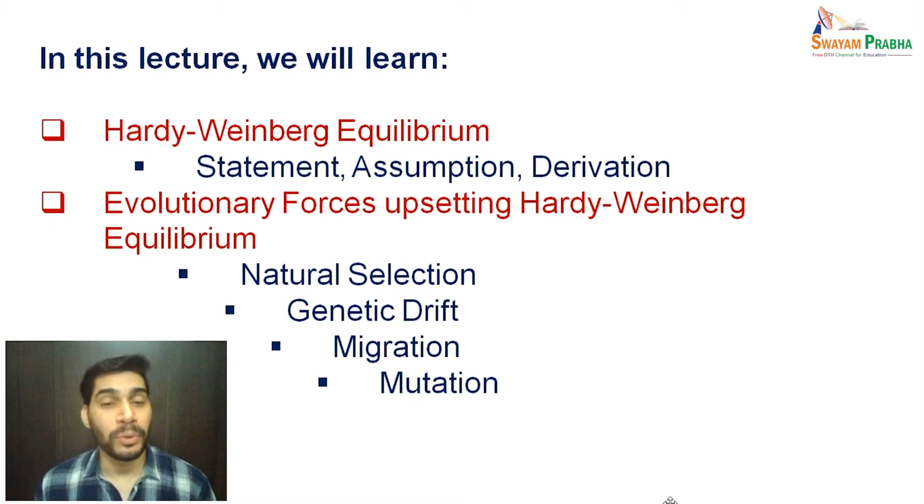Besides this, we are going to discuss various evolutionary forces that can upset this Hardy-Weinberg equilibrium. Particularly, we will restrict our discussion to four major evolutionary forces, which are natural selection, genetic drift, mutation, and migration. So we will see mathematically how these forces can change or modulate the Hardy-Weinberg equilibrium.